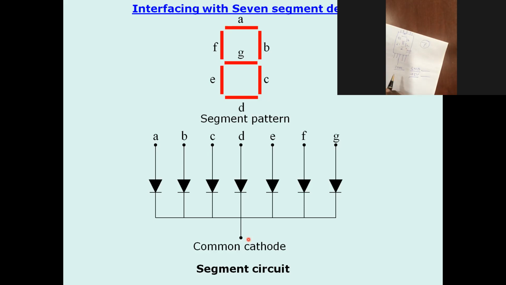So how can I display 1? First, display 0. How can I display 0? A will glow, B will glow, C will glow, D will glow, E will glow, F will glow.